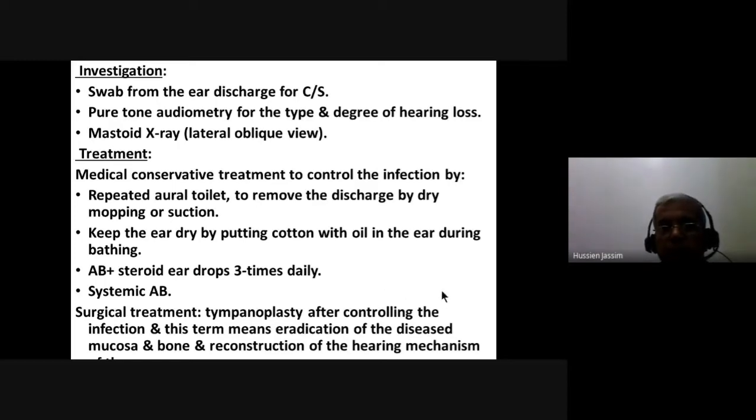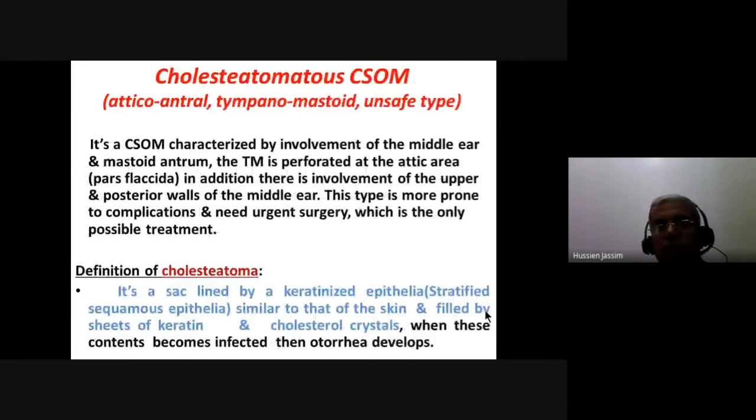If there is no benefit, we go toward surgical treatment, which is tympanoplasty, after controlling the infection. Of course, this means eradication of the diseased mucosa and bone and reconstruction of the hearing mechanism. This is what tympanoplasty means. Now the second type of chronic suppurative otitis media is cholesteatoma.